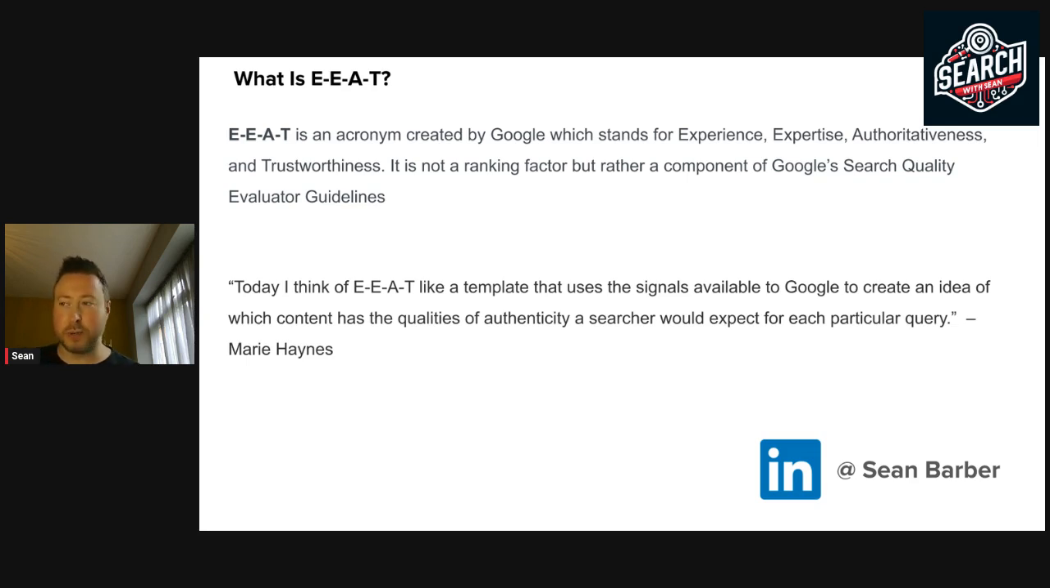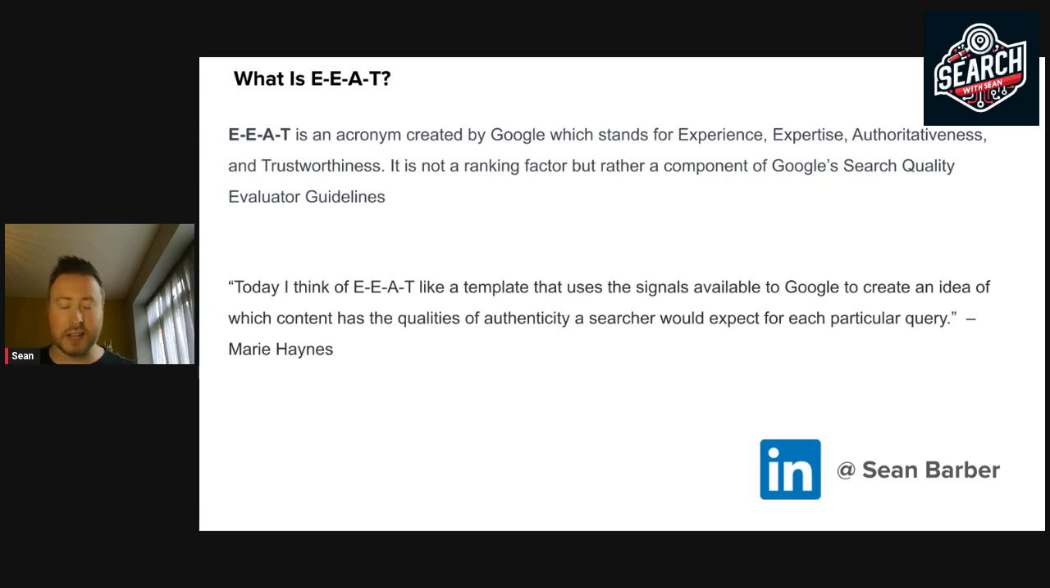And on here, I also put a quote from Marie Haynes, who is also really good, has a great newsletter, and has written loads of different books and stuff like that. So you should follow her. Her thoughts on it: today I think of EEAT like a template that uses signals available to Google to create an idea of which content has qualities of authenticity a searcher would expect for each particular query. I thought that was worth throwing in. As I say, she's a great person in our industry, so worth listening to.